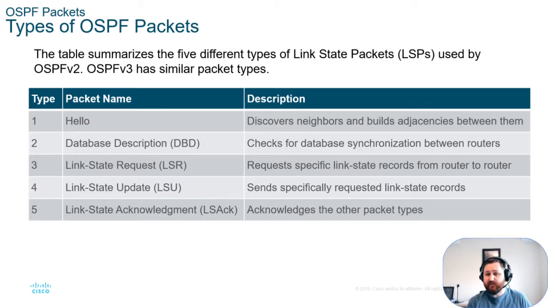Link state request, as I already mentioned, says, hey, can I have specific records of, say, this route that I didn't have that you just shared with me. Link state update is when the other device shares those messages across, and then the acknowledgement is just saying, hey, thanks for sharing that.